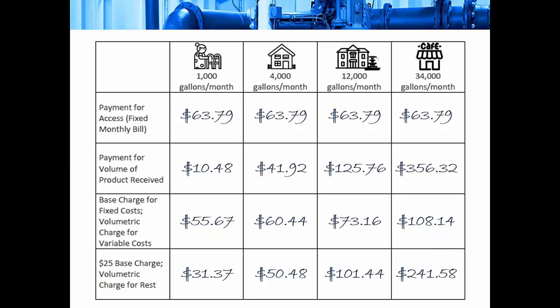So here we can see the 4 rate structures and the 4 customers all laid out on one screen. And again, we've been sort of looking at this by row. So payment for access, everybody's the same. Payment for volume received, there's a huge difference. And then the others, the difference is a little bit narrower. But let's take a look at it in the columns.